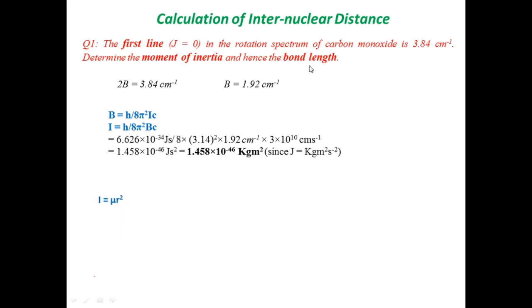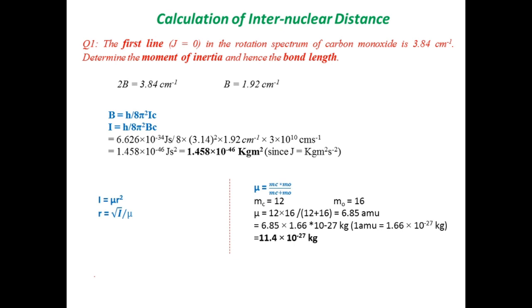And next thing is, we have to calculate bond length. So the relation between moment of inertia and bond length is I is equal to mu r square, or r is equal to square root of I by mu. So I we already calculated, and next we have to calculate mu, the reduced mass.